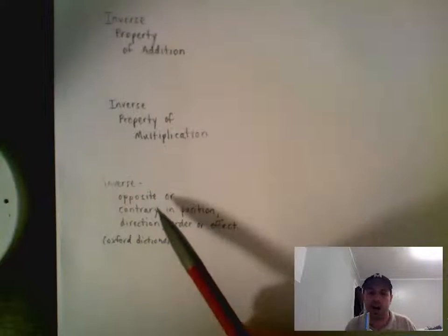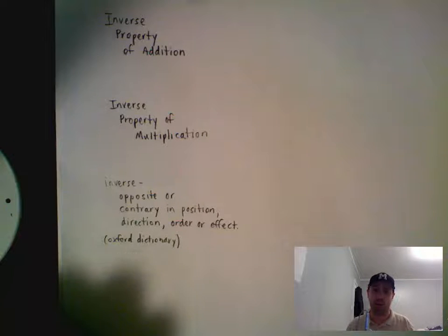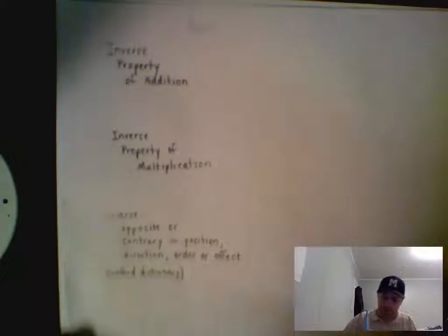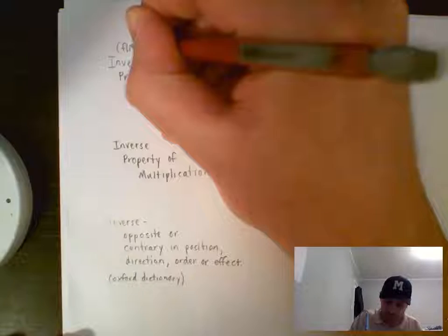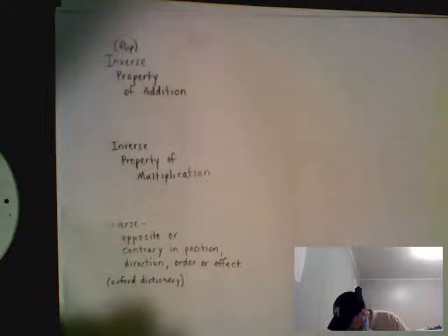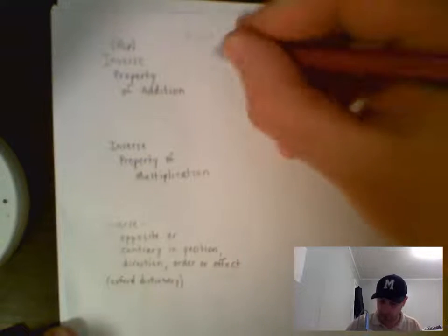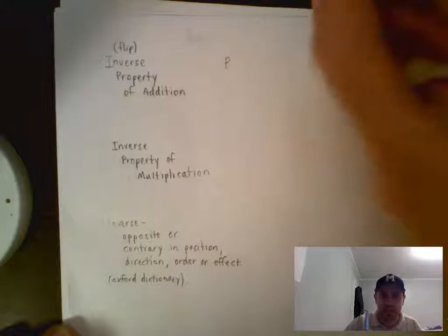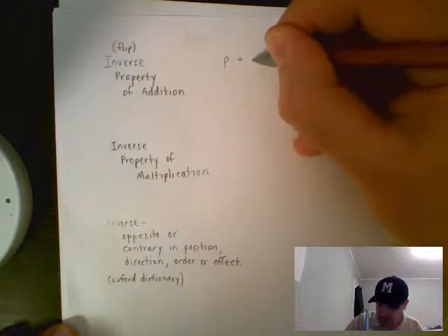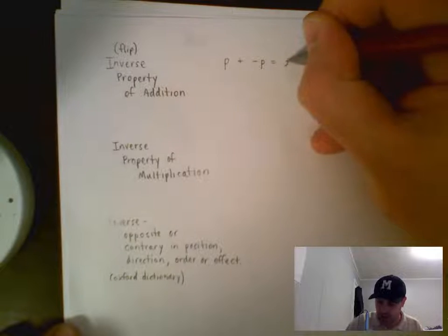The word inverse from the Oxford Dictionary means the opposite or contrary in position, direction, order, or effect. So when I think of the word inverse, I think of the flip or the opposite. So the inverse property of addition, kind of like what we were doing earlier today: if you had P plus the opposite, which would be negative P, that would equal 0.